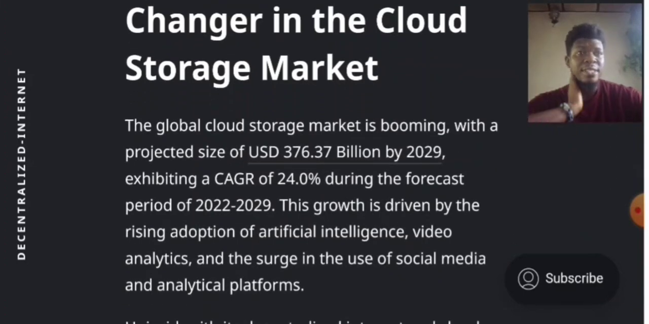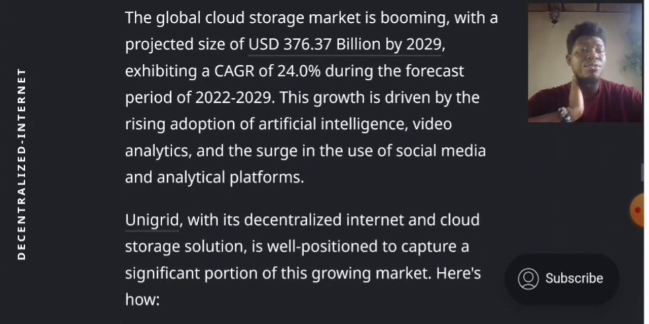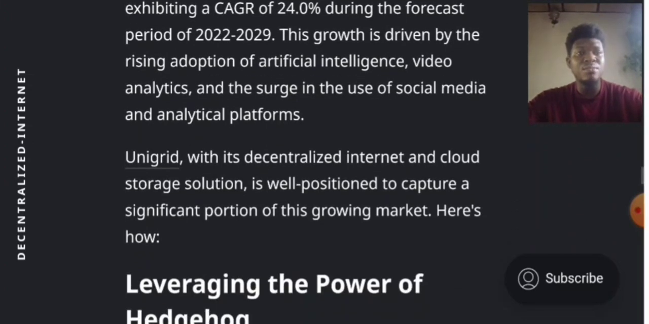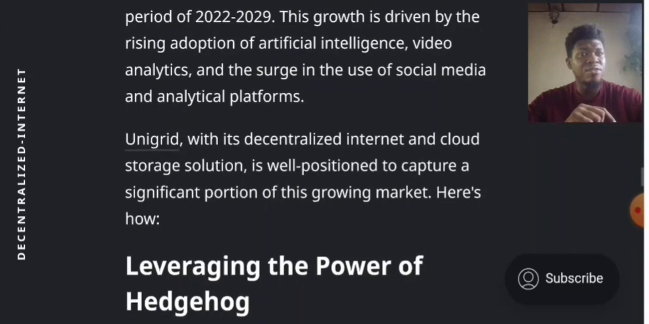Now, coming to this, you can see the global cloud storage market is booming with a projected size of 376 billion by 2029. Unigrid is going to earn a fair share of this, or contribute to a fair share of this, and Unigrid is offering cheaper options compared to the likes of Amazon. That's one important point to know. So why use Amazon and pay five times more when you can use Unigrid and pay less? Unigrid with this decentralized cloud storage is well positioned to capture a significant portion of this growing market.